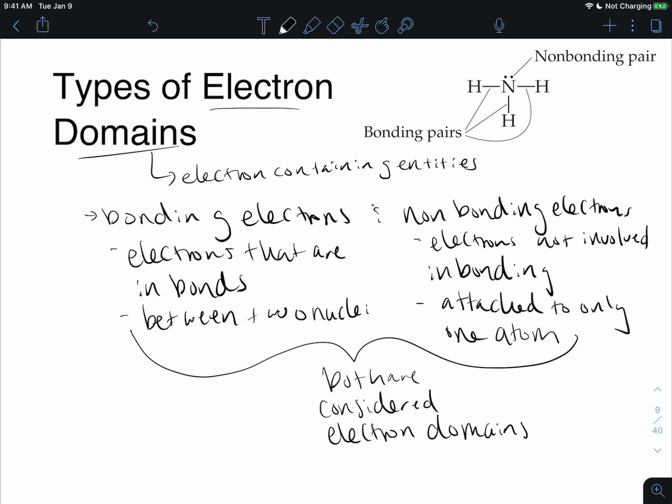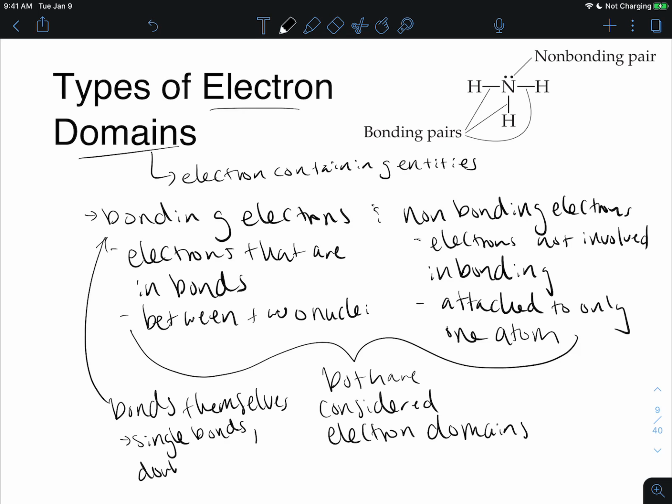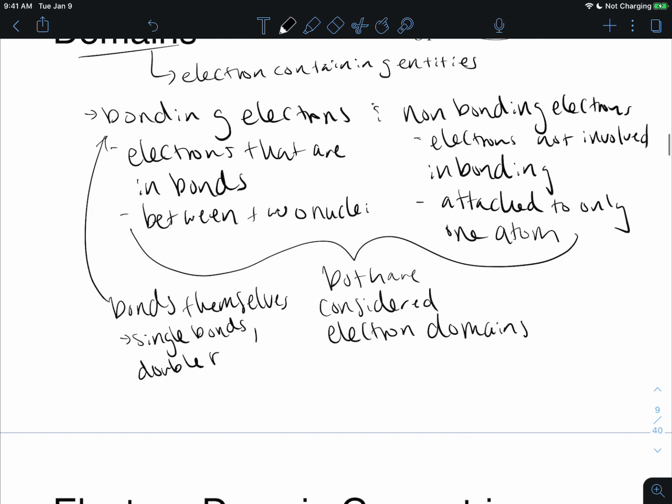Okay. Another thing to note about bonding electrons, so these are our bonds themselves. And they could be single bonds, double bonds, or triple bonds. Okay.